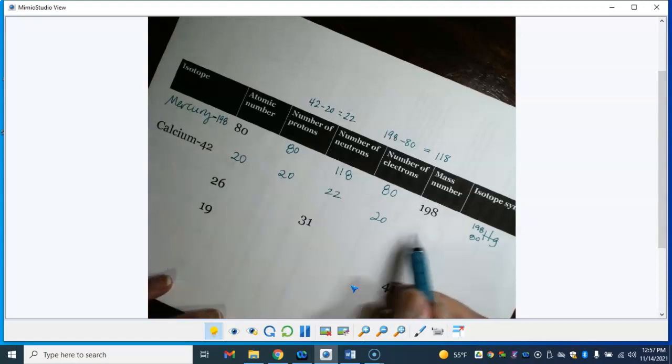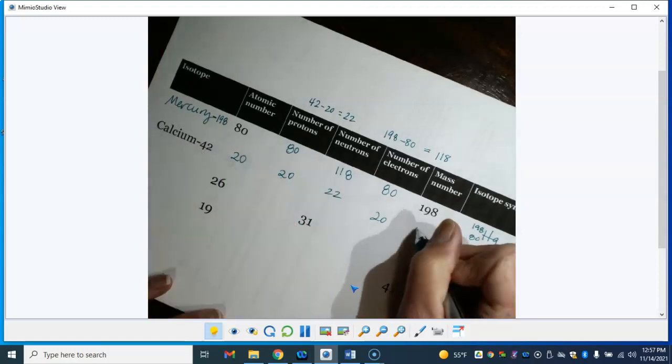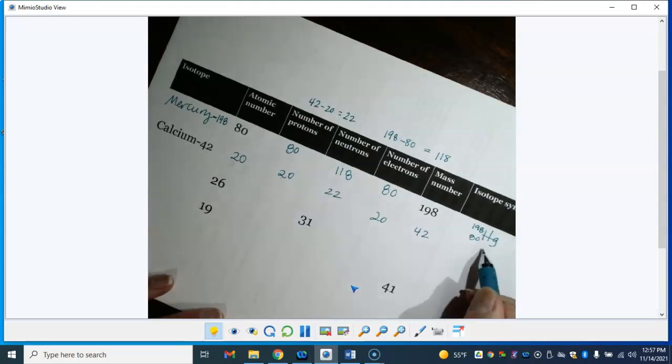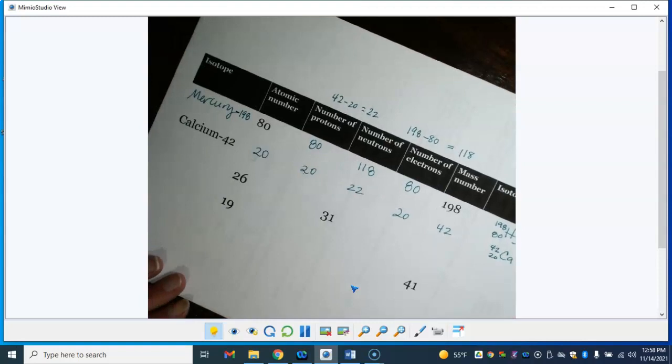And then my mass number, they give it to me, so I just have to copy that over. And then for my isotope symbol, I'm going to put Ca. My mass number goes at the top, okay? And my atomic number, which is right here, goes on the bottom. Let's do the next two.